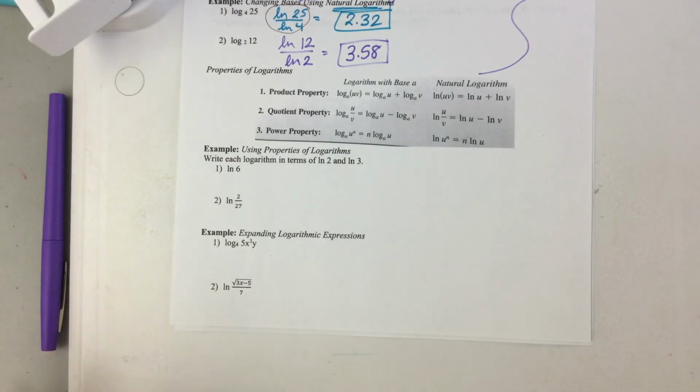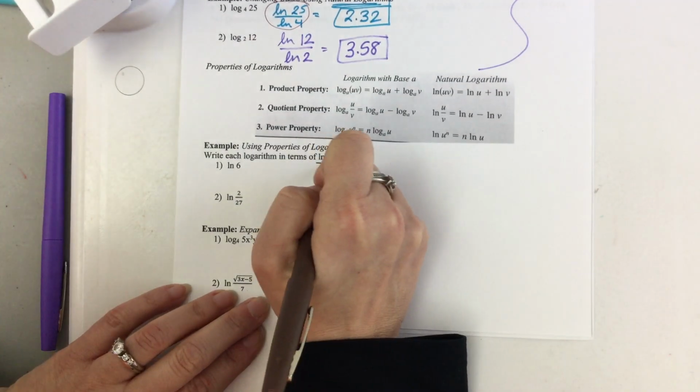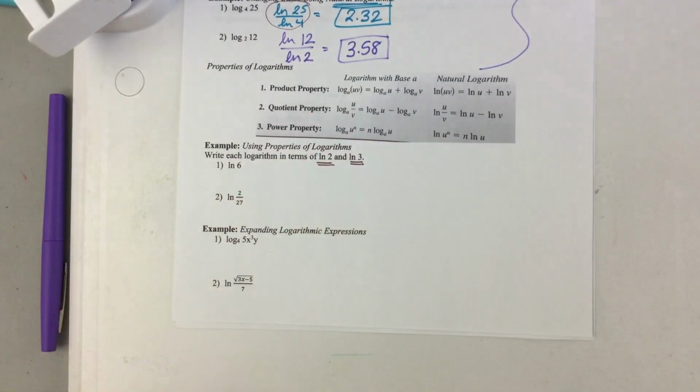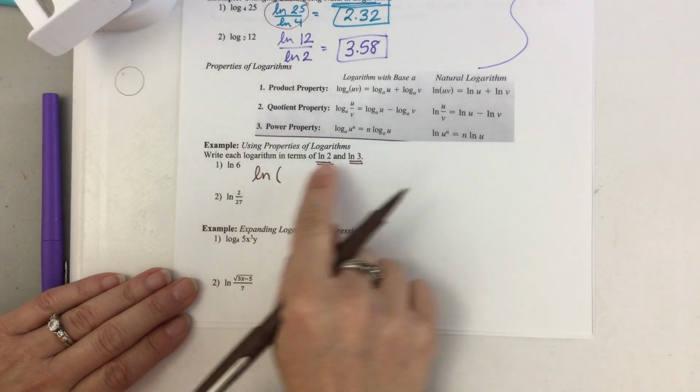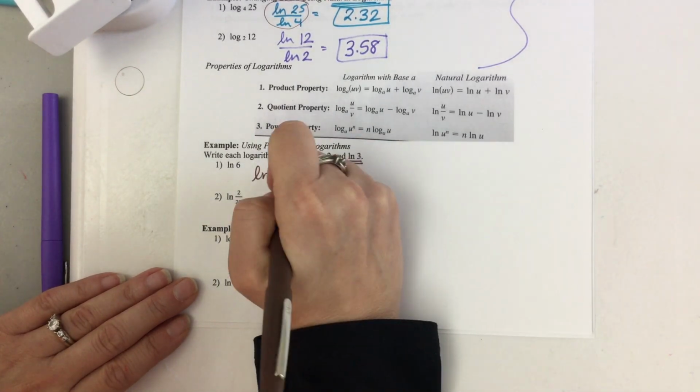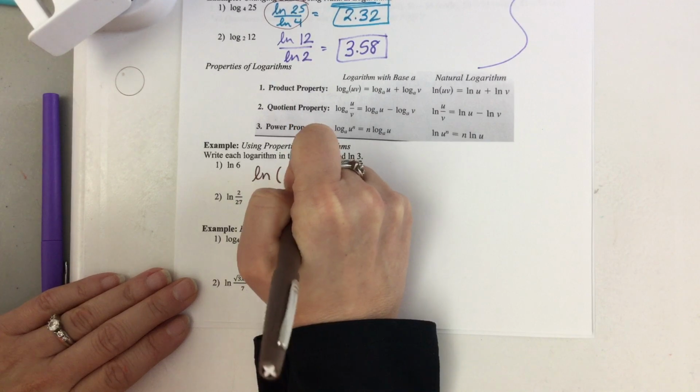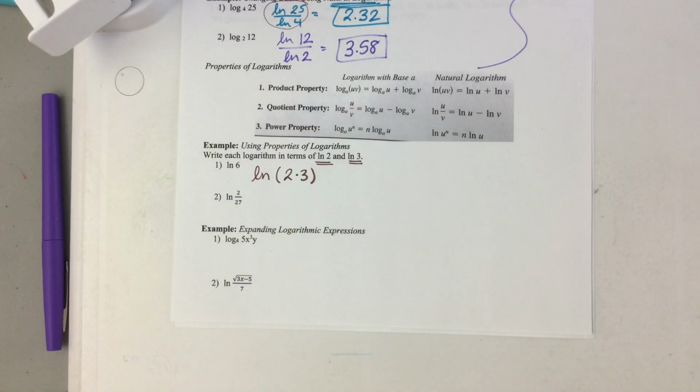Now, this is where I kind of like it. It's fun. We have a natural log of 6. They want us to rewrite this using the properties and only using 2's and 3's. So what I have to realize here is that I can create 6 using the numbers 2 and 3 by multiplying. So 6 is 2 times 3. I did not change the value at all. I just wrote 6 in a different format.